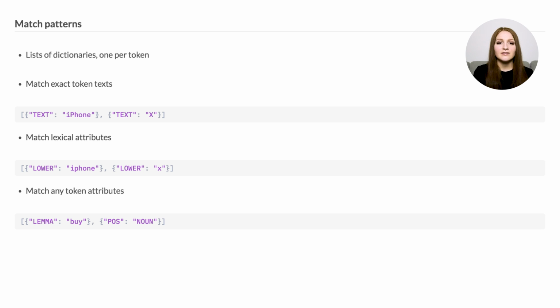We can even write patterns using attributes predicted by the model. Here, we're matching a token with the lemma buy plus a noun. The lemma is the base form, so this pattern would match phrases like buying milk or bought flowers.